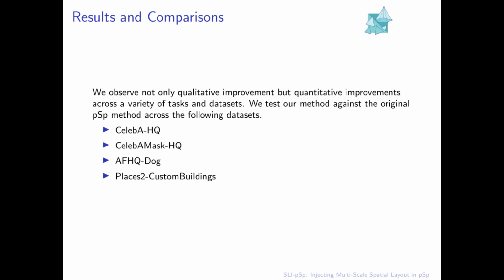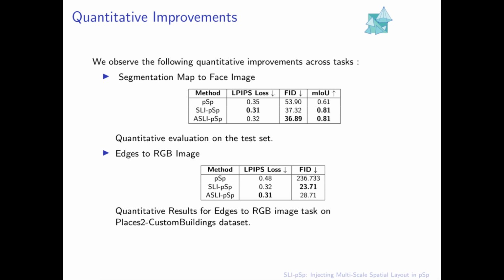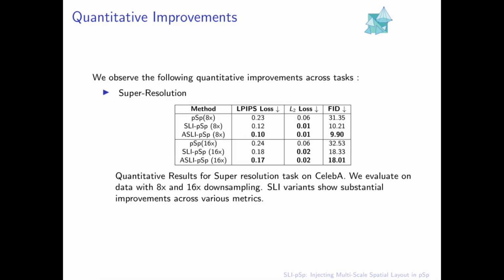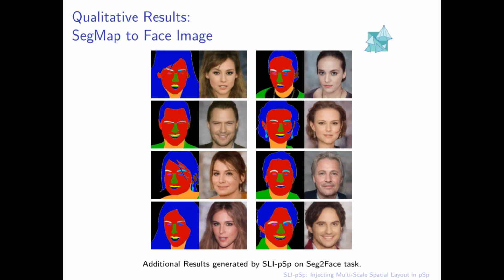We observe quantitative improvement across a variety of tasks. Further, we also show additional improvements that can be obtained by a simple attention-based variant of the method. We see improvements in segmentation map to image and super resolution, along with the new dataset of edge to image tested on Places2 dataset. We show additional results for segmap to face image generation by the SLI-pSp method.